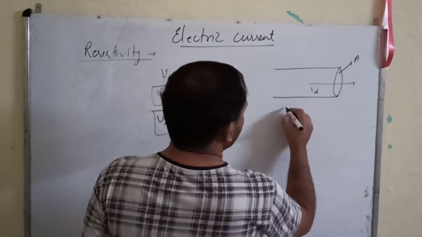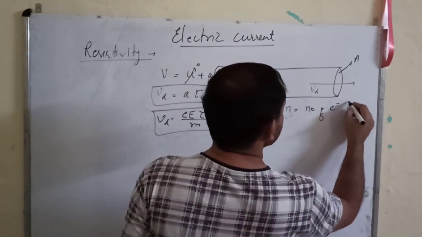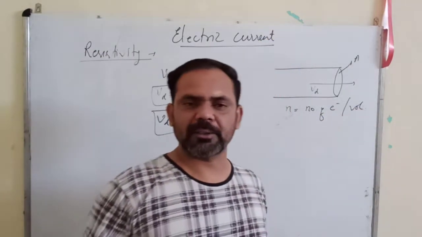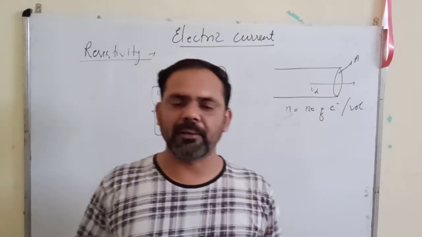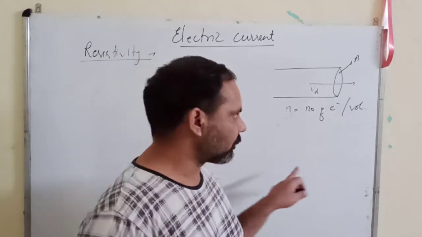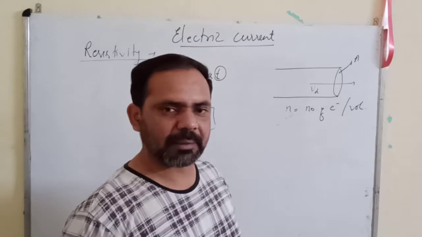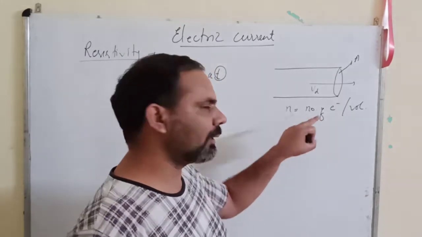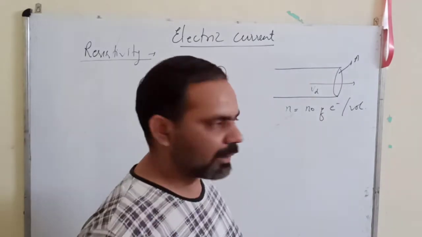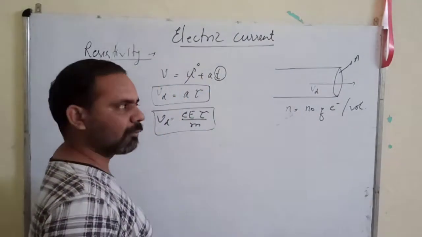Then let us suppose that n equals the number of electrons per unit volume. Generally conductors can have a very long length, like wires, so in that case it is impossible to find out the total number of electrons. Rather you can easily find out the number of electrons per unit volume, means per unit volume, how many electrons are there. So n is the number of electrons per unit volume.